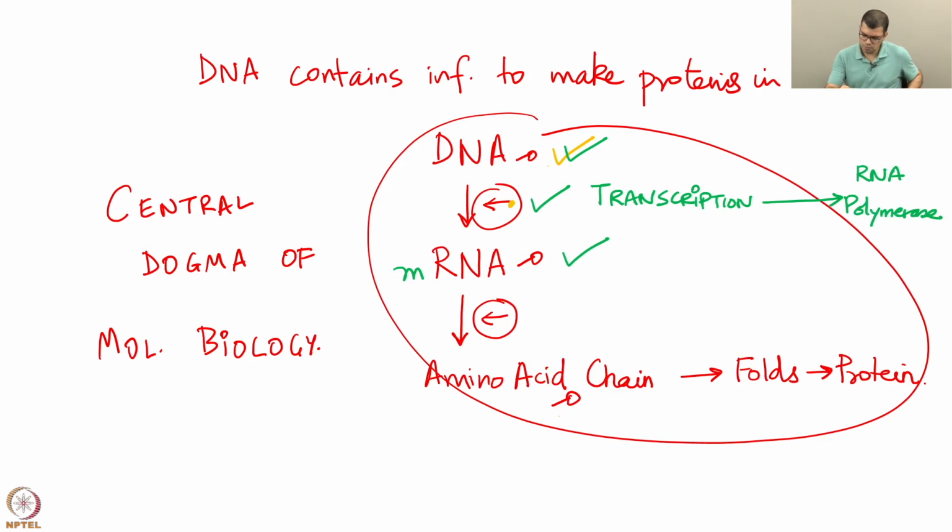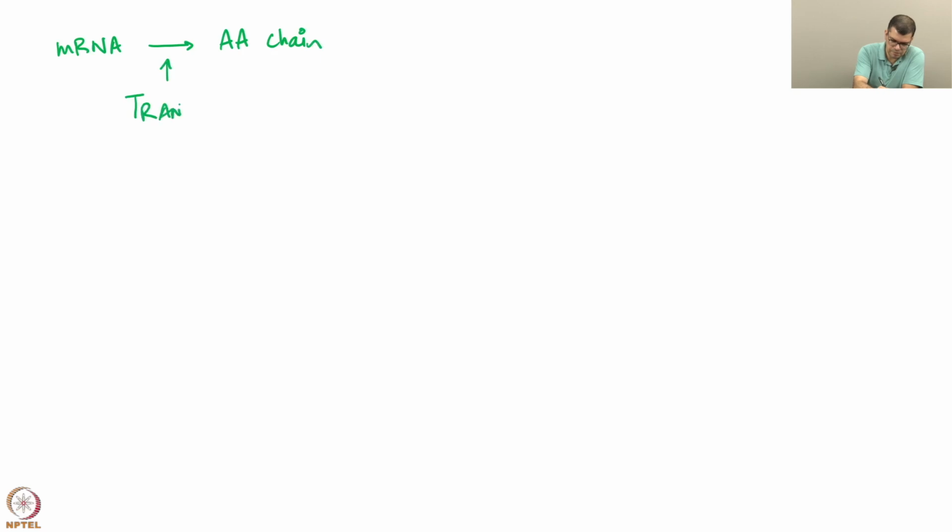Next, we are going to look at what happens to this mRNA that we have synthesized, and how is that information read, resulting in an amino acid chain. So, that process of mRNA being read and an amino acid chain being synthesized is referred to as translation, and it is the key process which is responsible for synthesis of proteins inside a cell.